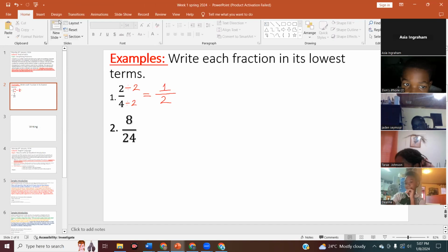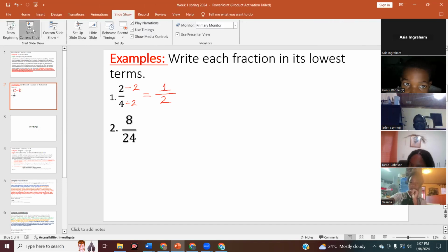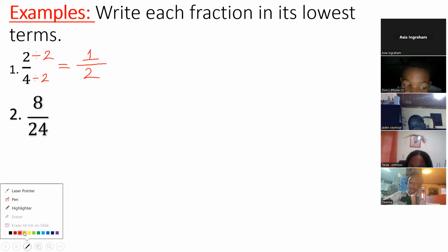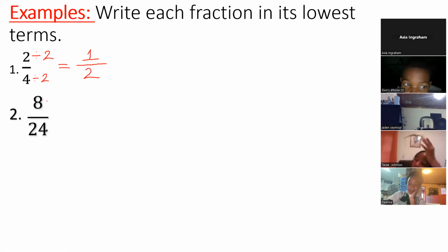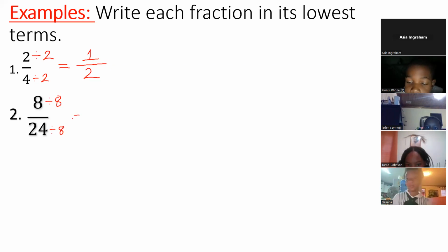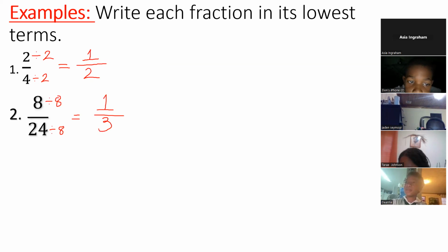But the best one that we could use, or the highest one that we could use, is going to be what? 8. Good. Now let's divide. 8 divided by 8 is what? 1. Very good. And 24 divided by 8 is what? 3. So 8 divided by 8 is 1, and 24 divided by 8 is 3.